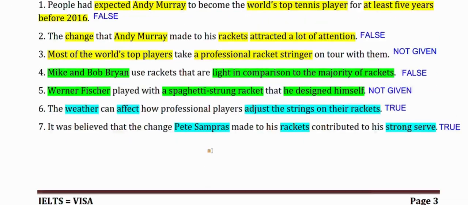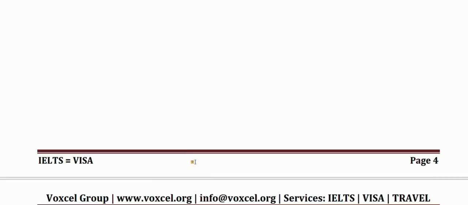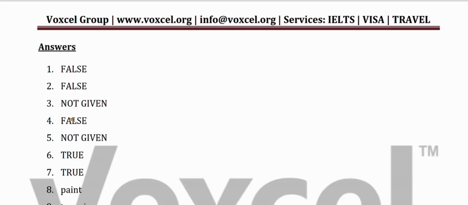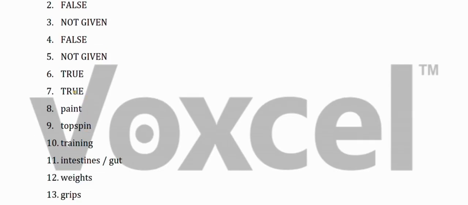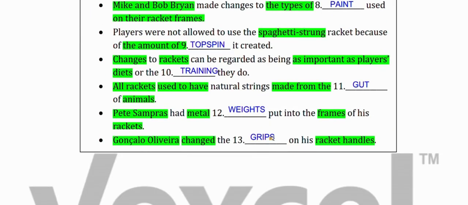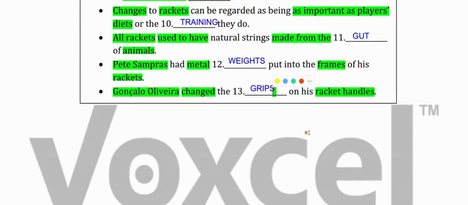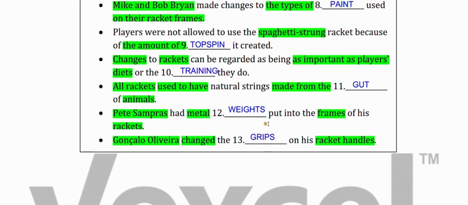Clear? So before going forward, let's check our answers. False, false, not given. False, not given, true, true. Paint, topspin, training, intestines or gut, we have written gut, weights, grip. Oh, sorry about that, I have written grips. Okay, sorry, I misread it.